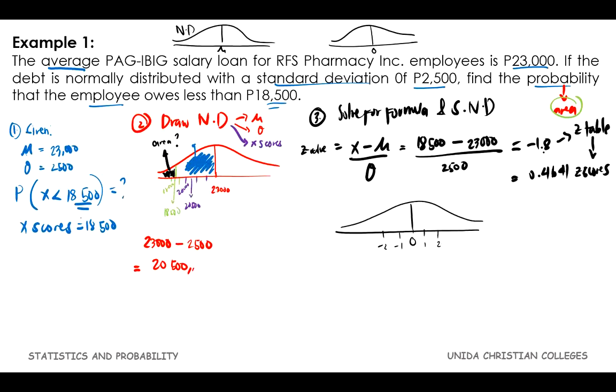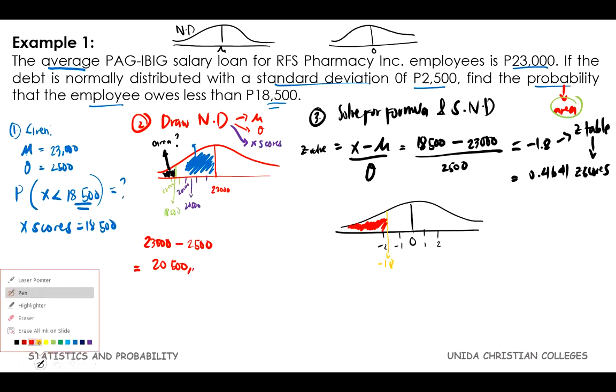Dahil ang ating z-value is negative 1.8, alam natin na malapit kay 2. So, dito siya. Excuse me. Yan, alam natin na ito, negative 1.8. Yan, negative 1.8. So, meaning, itong area na to, ayan yung hinahanap natin. Nakukuha po? Nakukuha?